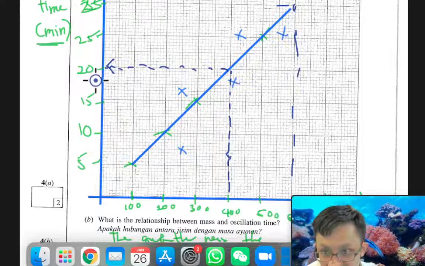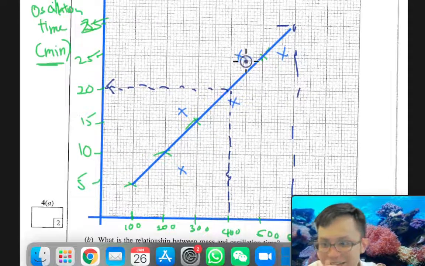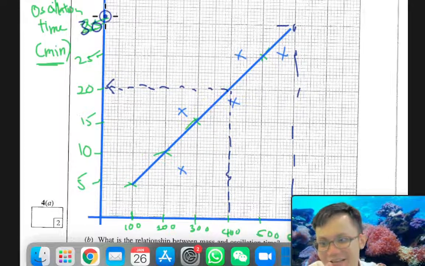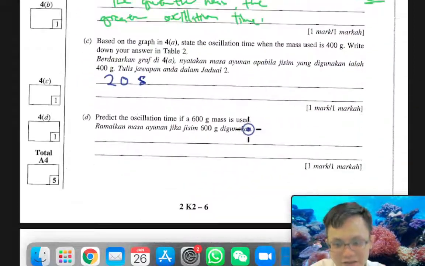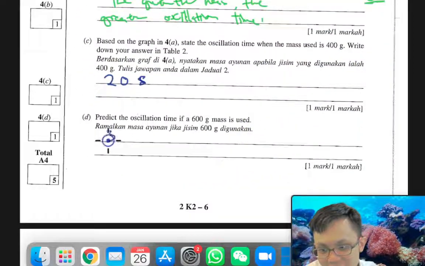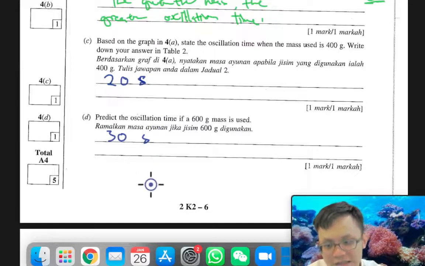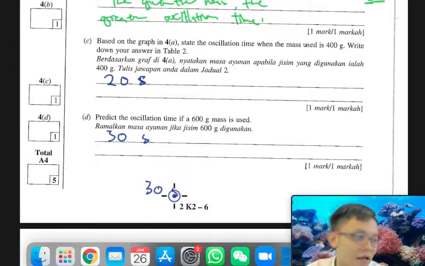5, 10, 15, 20, 25. Oh, here is 30. No wonder. Okay, here is 30. So the answer is correct. It will be 30 seconds. Of course the answer is 30 seconds.